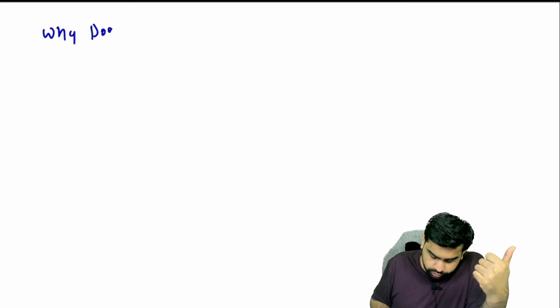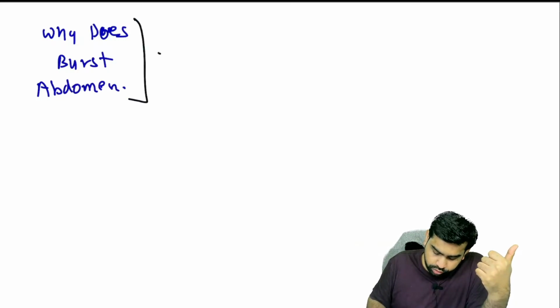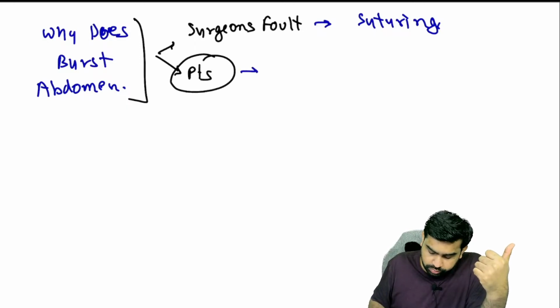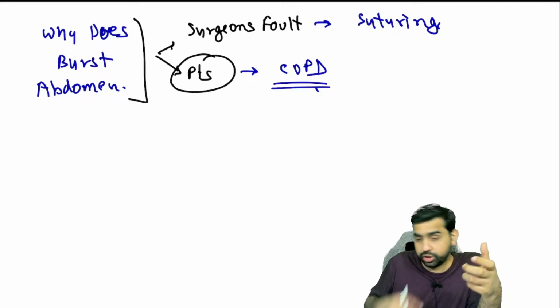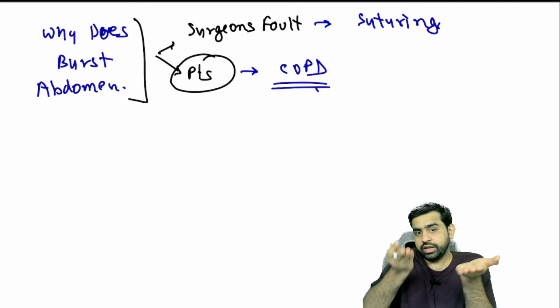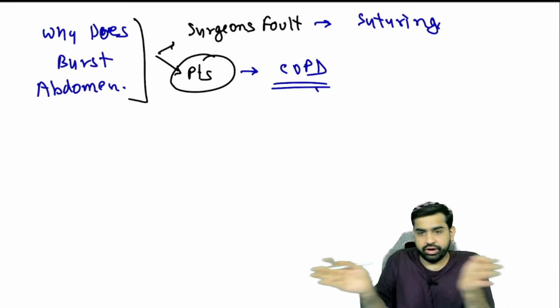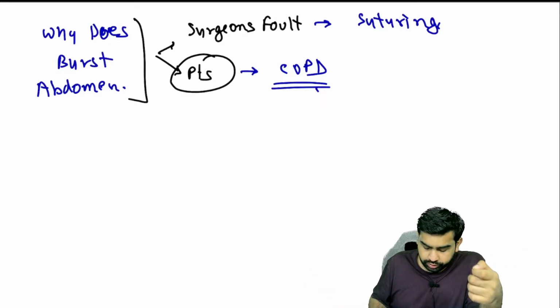Why does the burst abdomen occur? It can happen because of the surgeon's fault, that is, the problem is with the suturing, or it can happen because of the patient. Let's assume that the patient has COPD. The patient will keep on coughing, and whenever the patient coughs, there is an increase in the intra-abdominal pressure. Because of the increase in abdominal pressure, the wound tries to give away. You understand my point? So this is why a burst abdomen occurs.